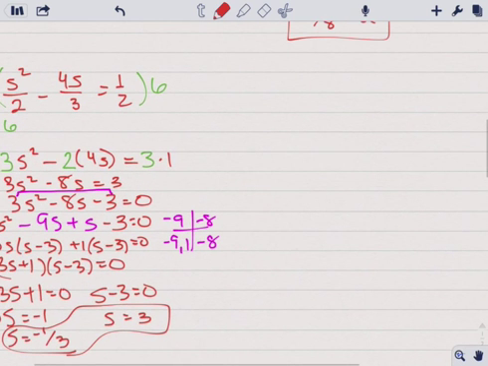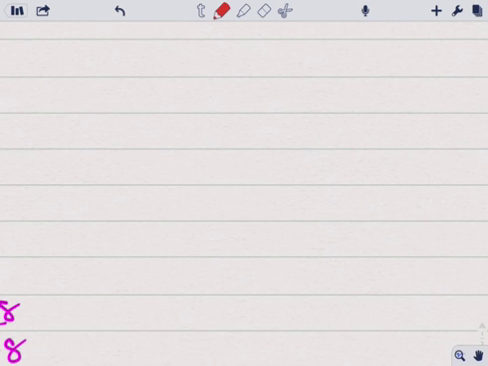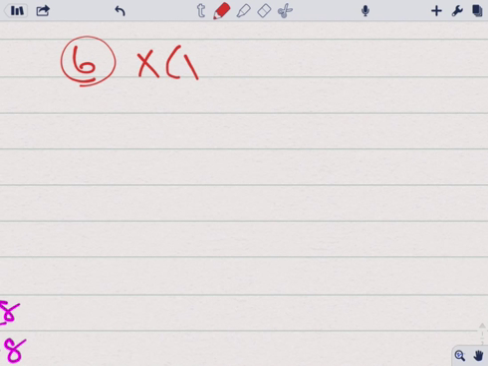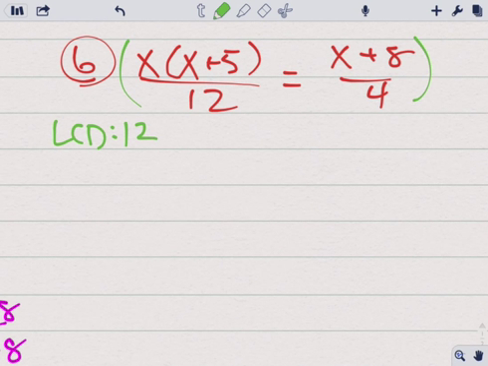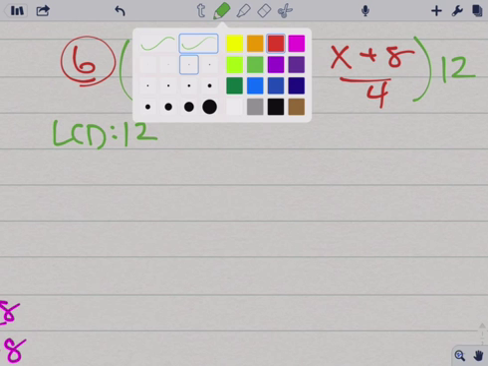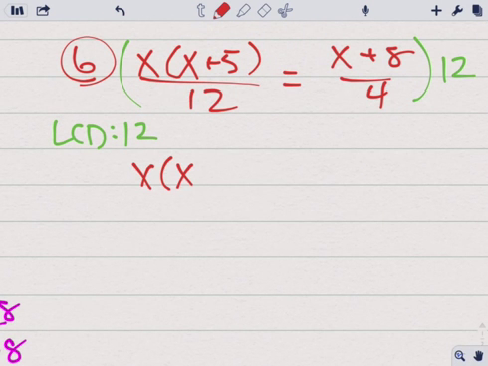Alright, so let's look at, this will be number 6. Okay, 6 is written as x times x plus 5 over 12 equals x plus 8 over 4. Find the LCD. The LCD of 12 and 4 is 12. So multiply the whole thing by 12. That's nice because that leaves me with an x times x plus 5 on the left and a 3 times x plus 8 on the right.